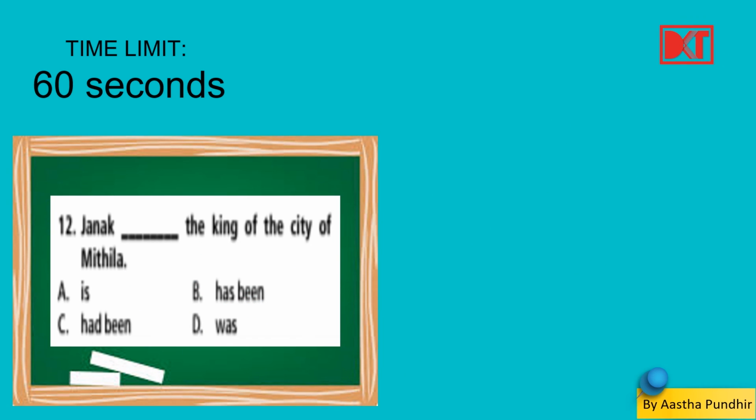Janak dash the king of the city of Mithila. Is, has been, had been, or was. Janak or Mithila, this is about Ramayan. This is past completely, so we'll talk in the past tense. So Janak was the king of the city of Mithila. Alright.